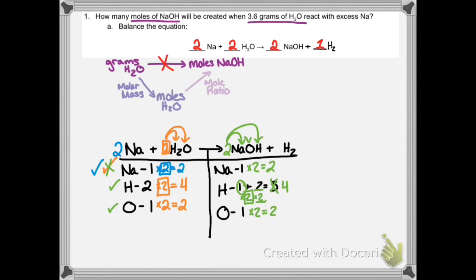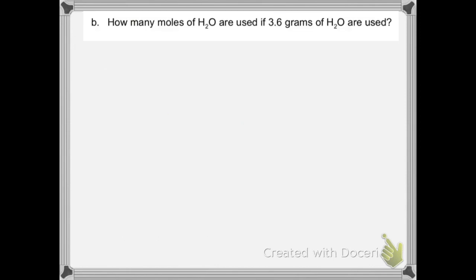Now we're going to continue and keep going and talk about part B. It says, how many moles of hydrogen water are used if 3.6 grams of water have been used?